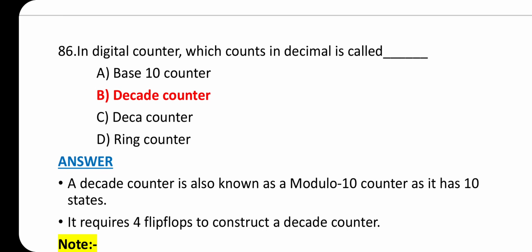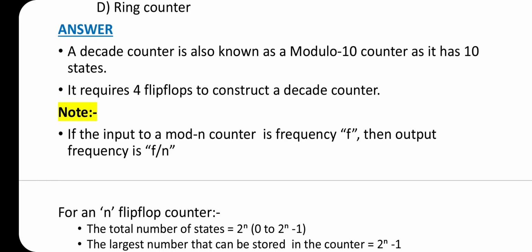A digital counter which counts in decimal is called? Answer is option B, decade counter. A decade counter is also known as modulo 10 counter as it has 10 states. It requires 4 flip-flops to construct a decade counter.